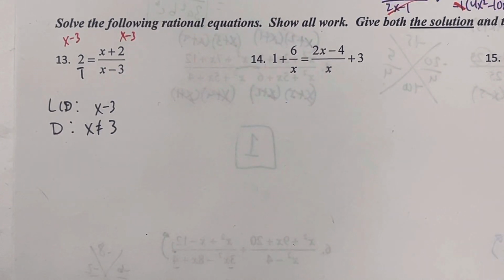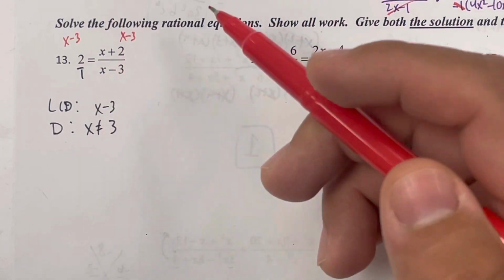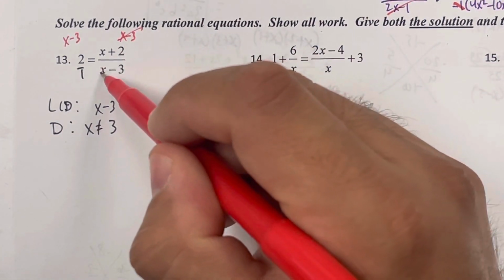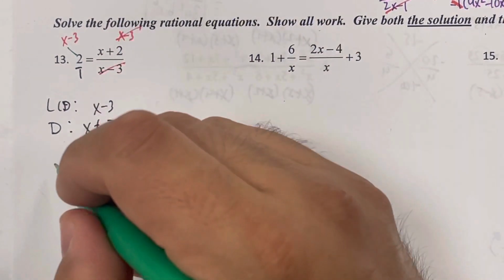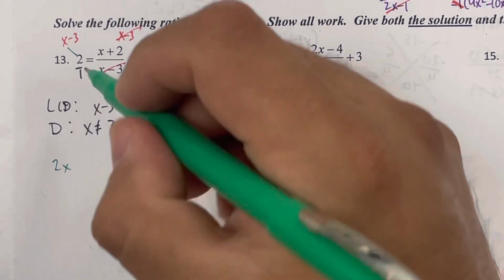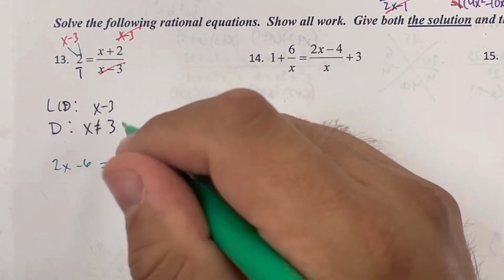And then we're going to look to see if we can cancel out common factors on the top and the bottom. So I have x minus 3 and 2 at the top, but a 1, so nothing cancels. Here we can cross out the x minus 3's. And we'll multiply. 2 times x is 2x. 2 times negative 3 is negative 6, equals just x plus 2.